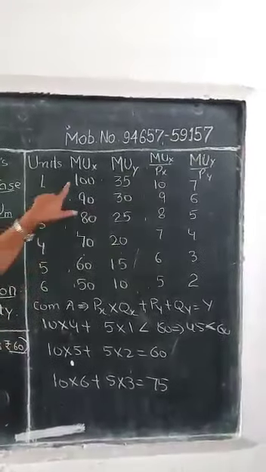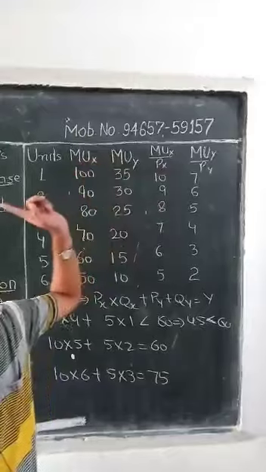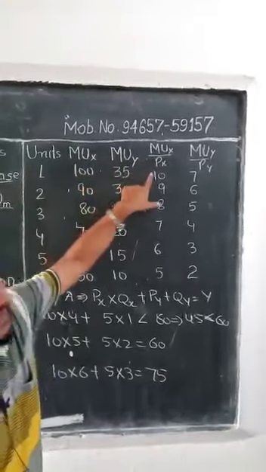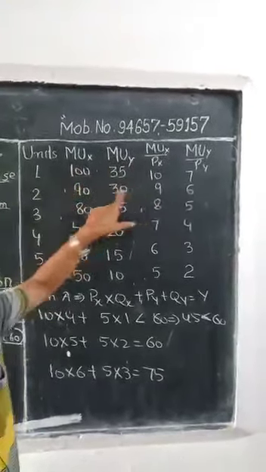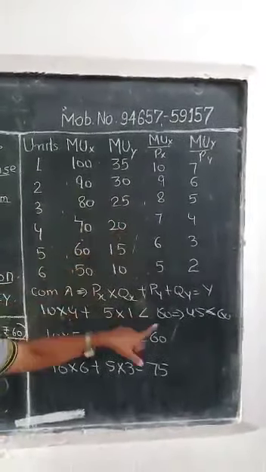So you can see MUx divided by price of x, where the price is 10 rupees. So 100 by 10 is 10, 90 by 10 is 9, 80 by 10 is 8, 70 by 10 is 7, 60 by 10 is 6, and so on.